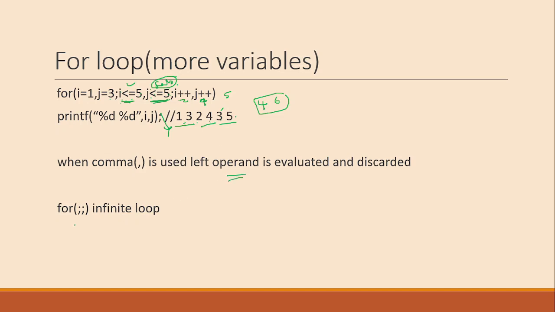When you use a for loop in this format, for with two semicolons, it is called an infinite loop. So when I write for semicolon semicolon, and inside this I write a printf of 1, this will be printing an infinite number of times. So this is an infinite loop and it will be printed infinite number of times. So that's how it works.